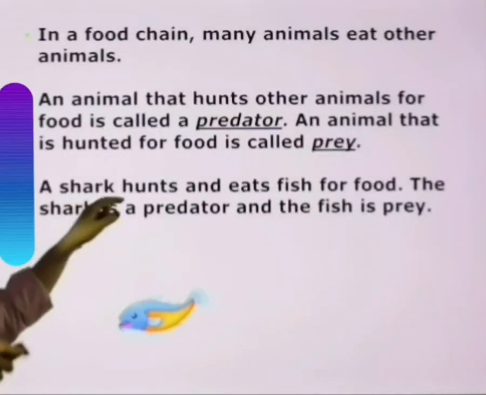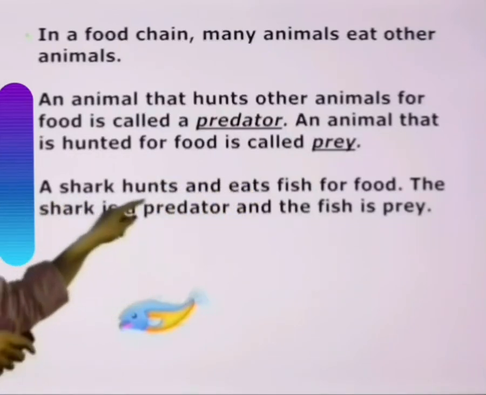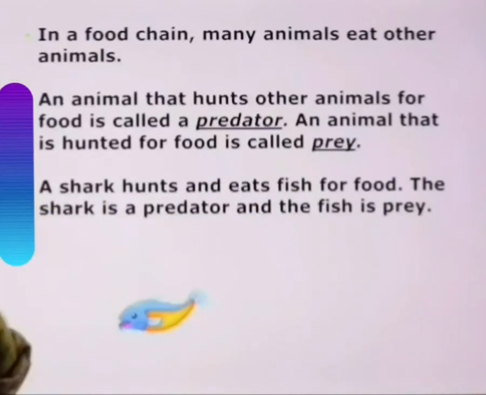A shark hunts and eats fish for food. The shark is a predator and the fish is prey. The predator and the prey together make a food chain.